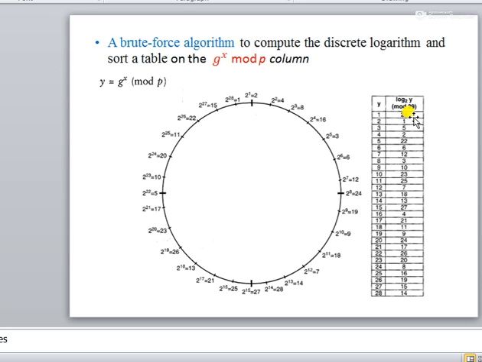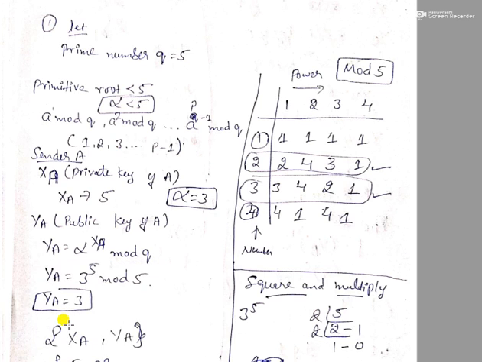I hope you did not understand, don't worry. I will show it here itself. So in this example, if you want to find out the primitive root, you see here: a power 1 mod q, a power 2 mod q.